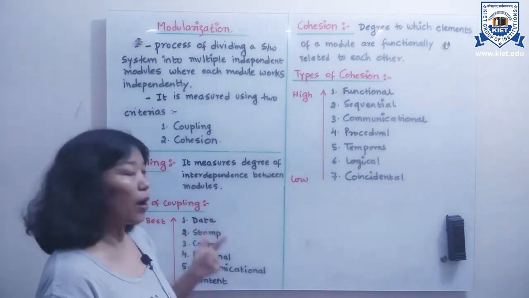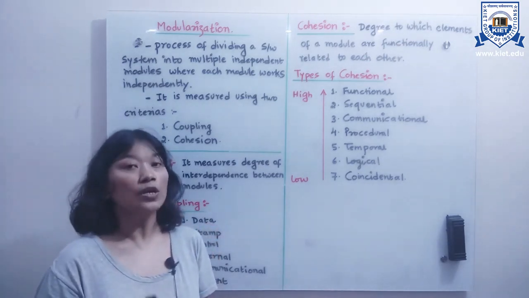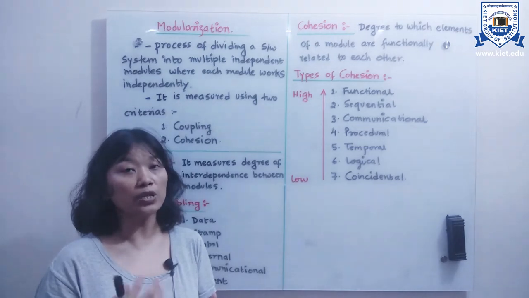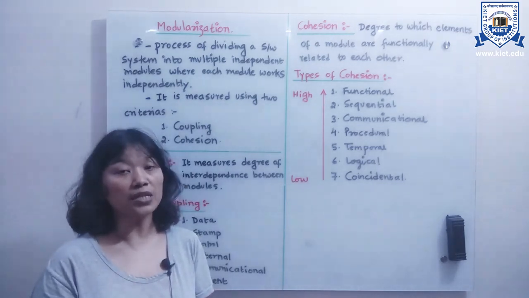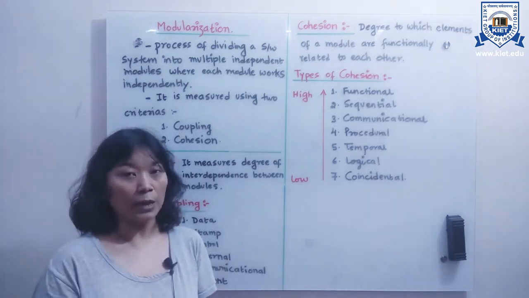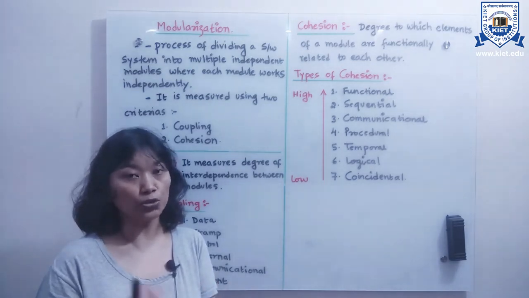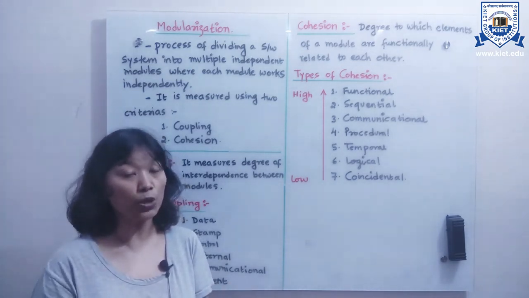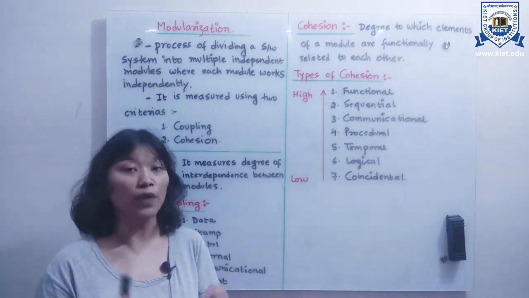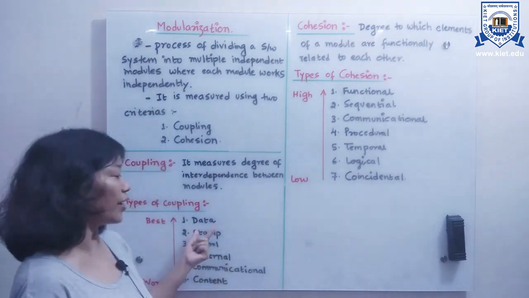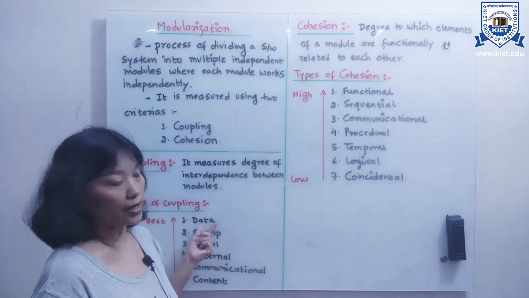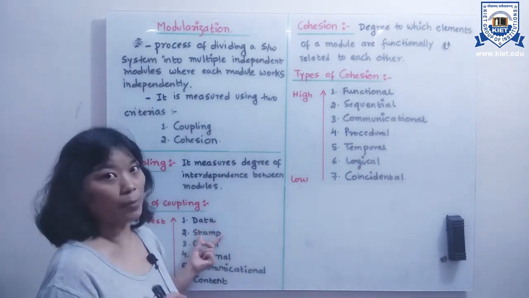Talking about data coupling: it is when communication between the modules happens by passing the relevant data, that means data generally passed through parameters. When only relevant data is passed from one module to another, such kind of coupling is called data coupling. The second one is stamp coupling.